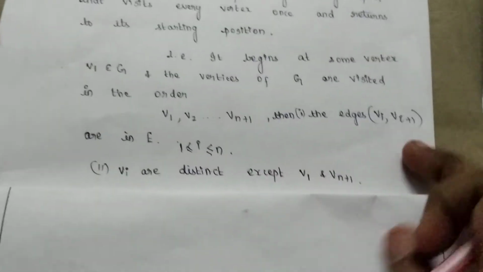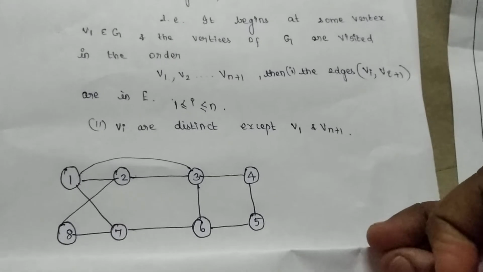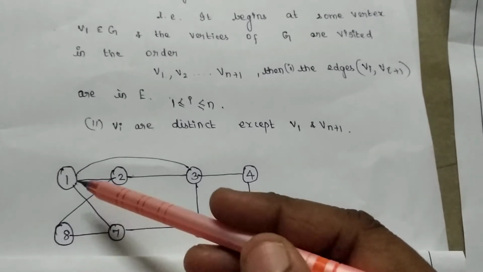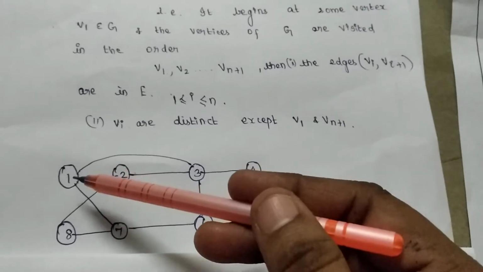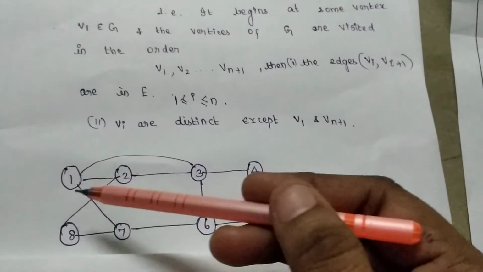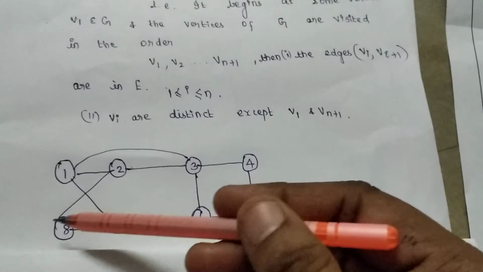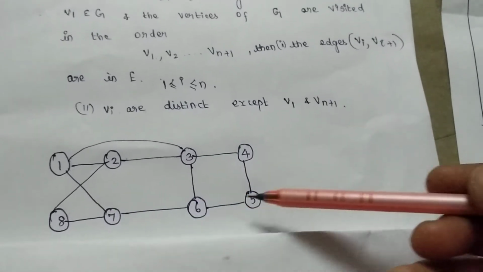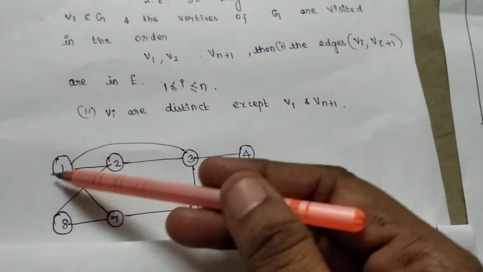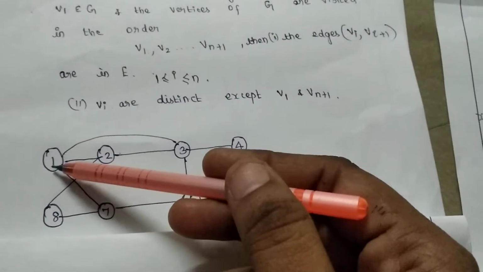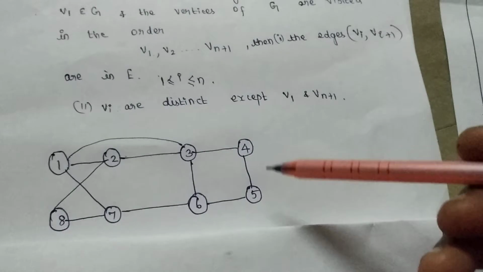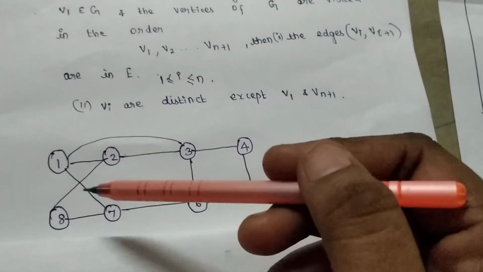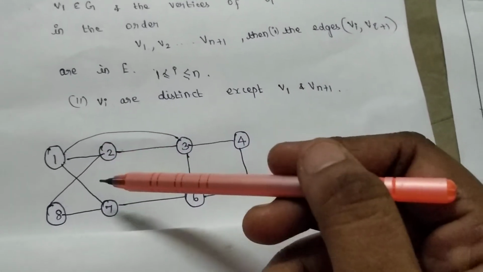So let's see an example. In this graph, we have 8 vertices: 1, 2, 3, 4, 5, 6, 7, 8. Let a person start from 1, visit vertices 2, 8, 7, 6, 5, 4, 3 and 1. So he starts from position 1 and returns back to position 1. As he has visited all these vertices, this cycle is known as a Hamiltonian cycle.